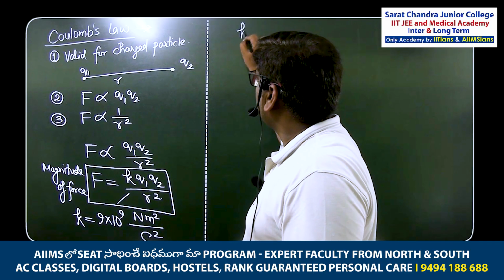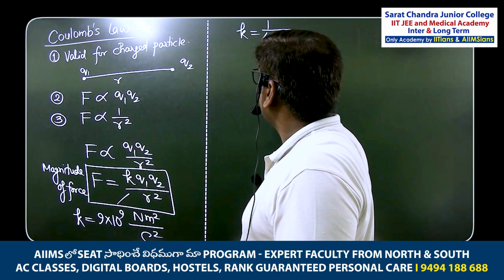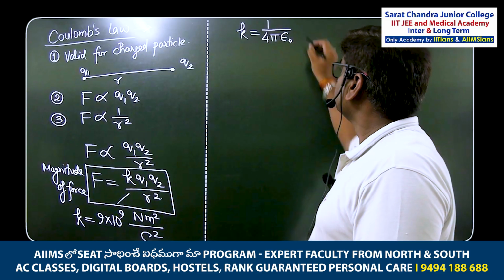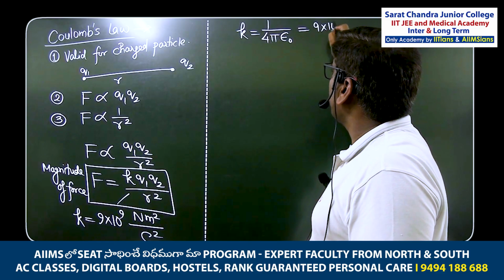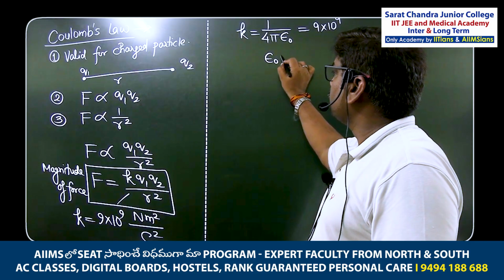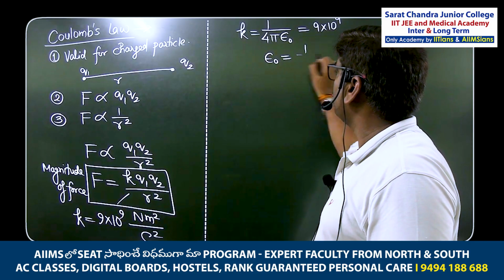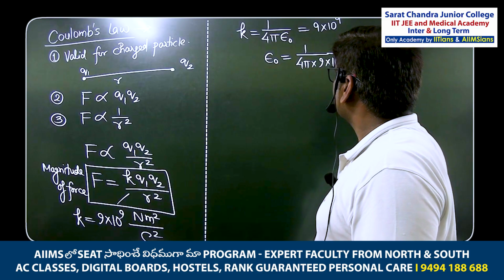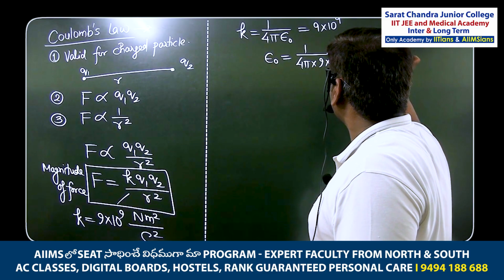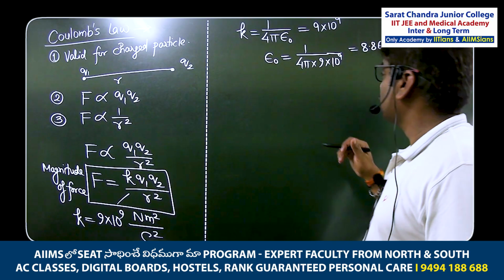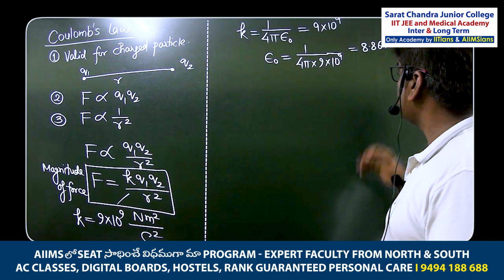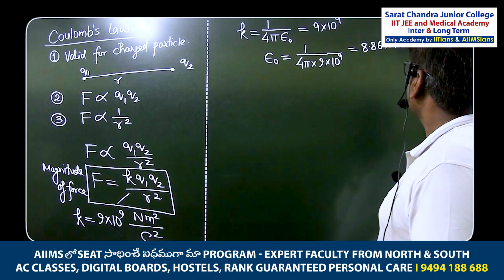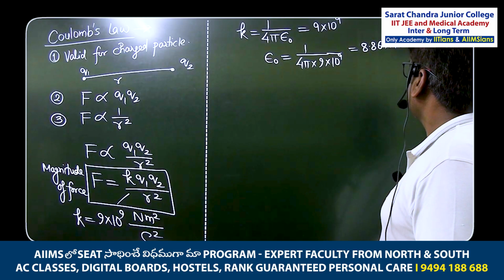This K is also written as 1 upon 4 pi epsilon naught, which is 9 into 10 to the power 9. With the help of this, we can also find epsilon naught, which is 1 upon 4 pi into 9 into 10 to the power 9. Its value is 8.86 into 10 to the power minus 12, and the unit will be Coulomb square per Newton meter square.